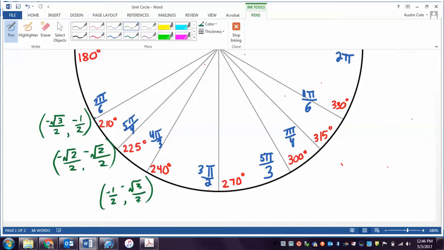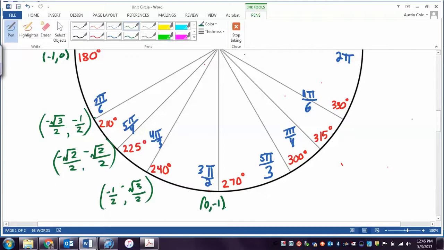Mr. Wentz going to finish. I guess I forgot 180. So what would 180 be? Negative 1, 0, right? You went 1 left on the x-axis. Negative 1, 0. 270 would be 0, negative 1, right?